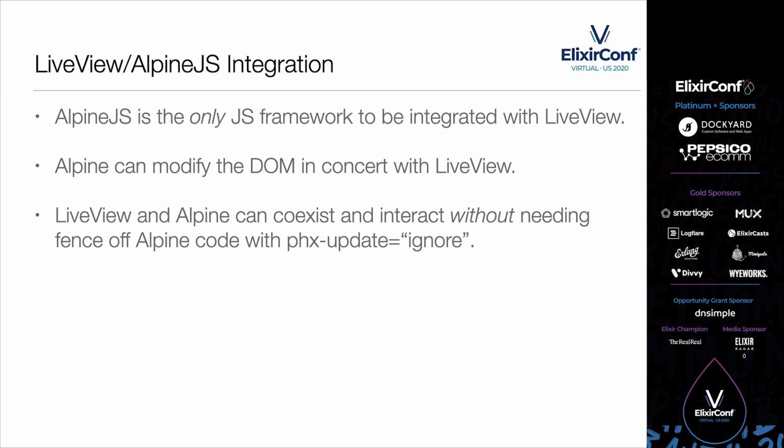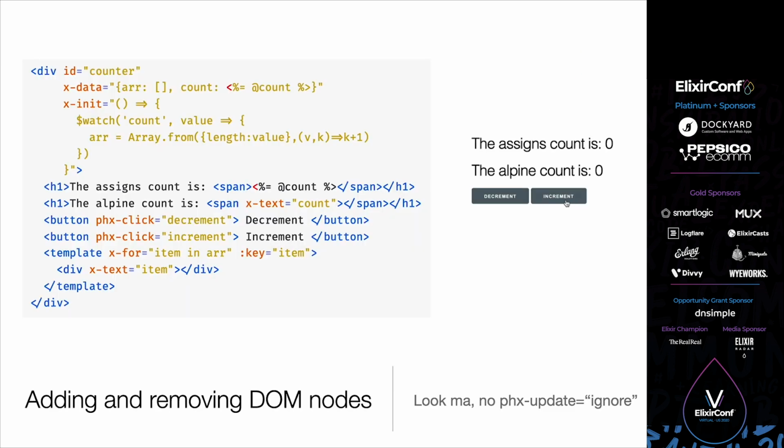Usually when using JavaScript with LiveView, you need to fence off the parts of the DOM that are modified with JavaScript code, using phx-update=ignore. Otherwise, LiveView will reverse any changes made by the JavaScript code. But this isn't the case when using AlpineJS with LiveView. This is because Alpine processes nodes after LiveView does, giving Alpine an opportunity to make its changes to the DOM without getting in the way of LiveView.